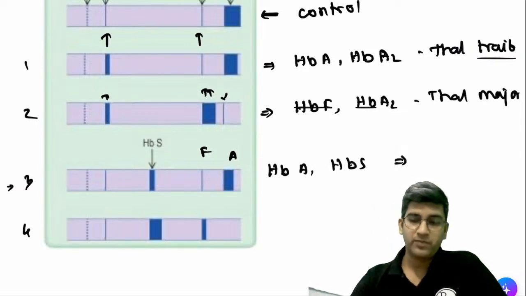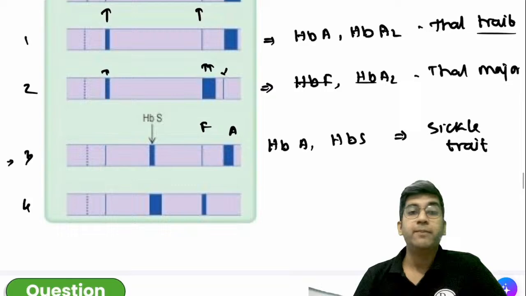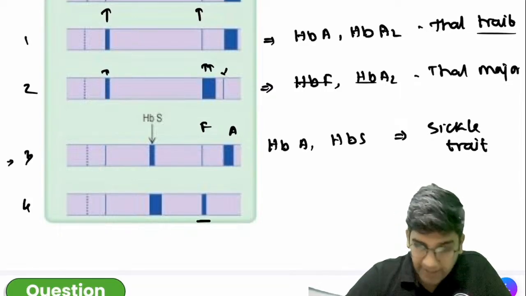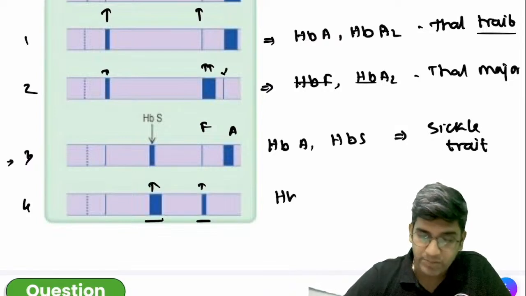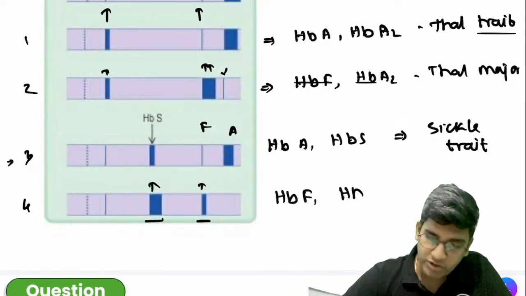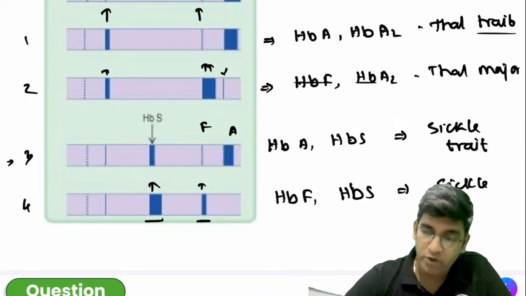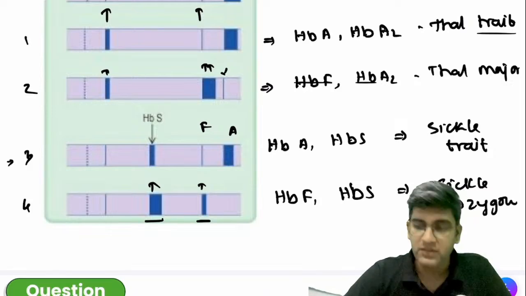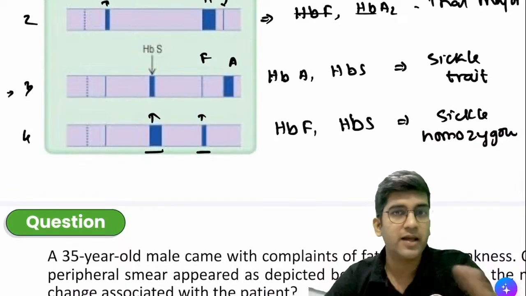Carrier or homozygous? This patient is sickle trait, or heterozygous, or a carrier, because F is not very, very high, right? Perfect. Next patient: F is more, S is also more, but there is no A, right? So this patient has HbF, also has HbS. So this patient is sickle cell anemia, or sickle homozygous, like in our case. It's a very severe sickle cell anemia because both of them are present and there's no A at all, right?